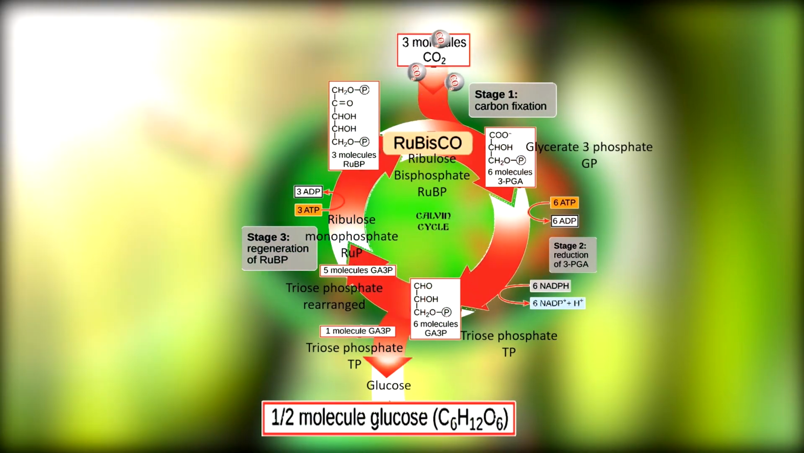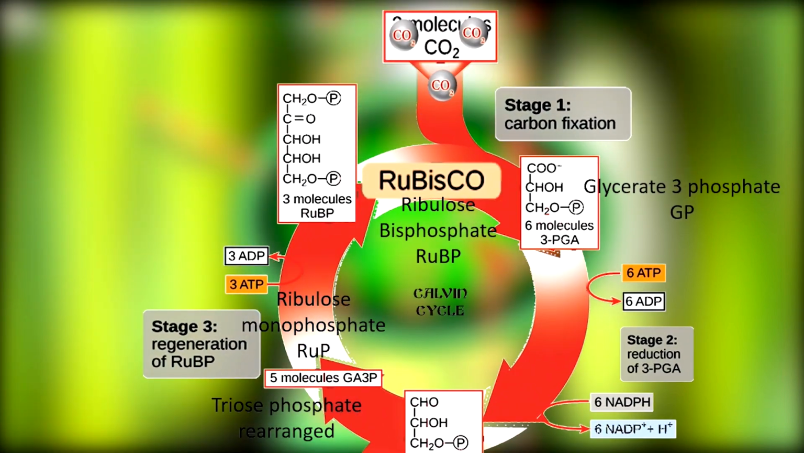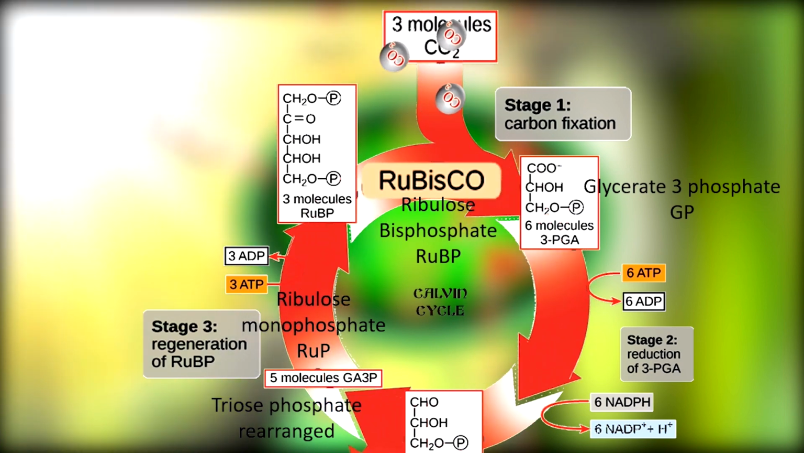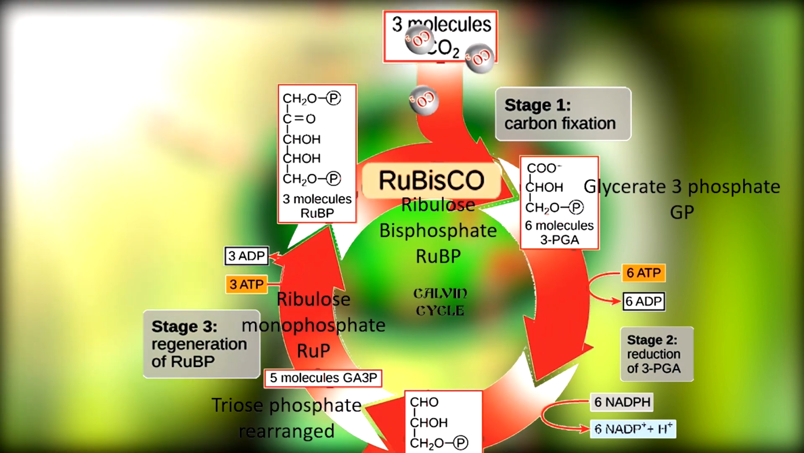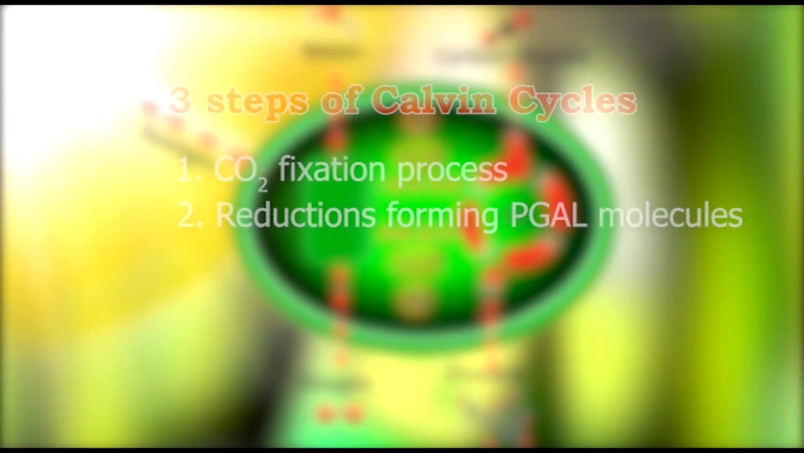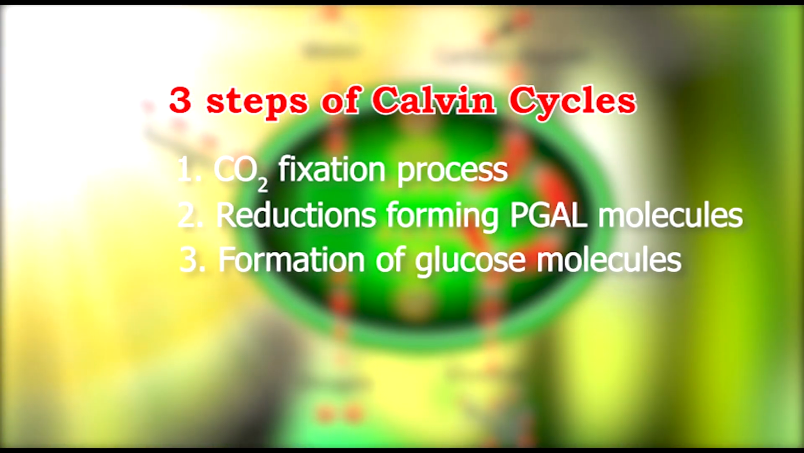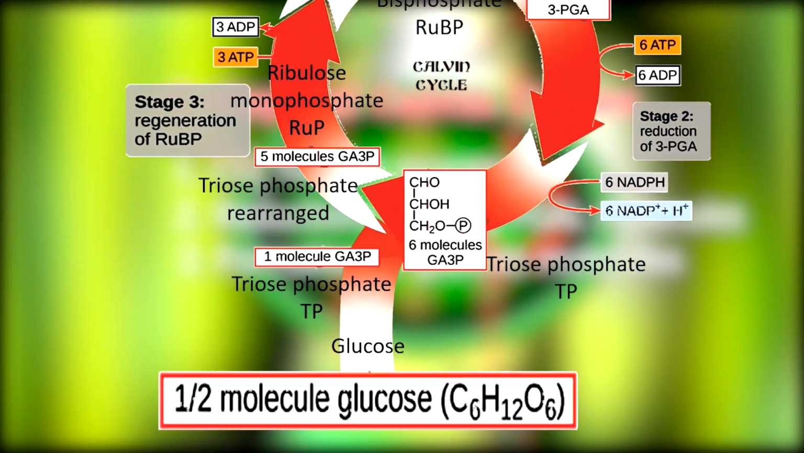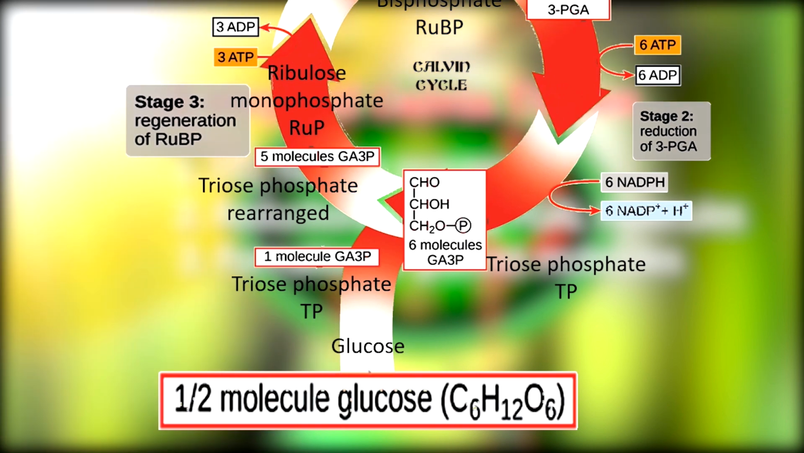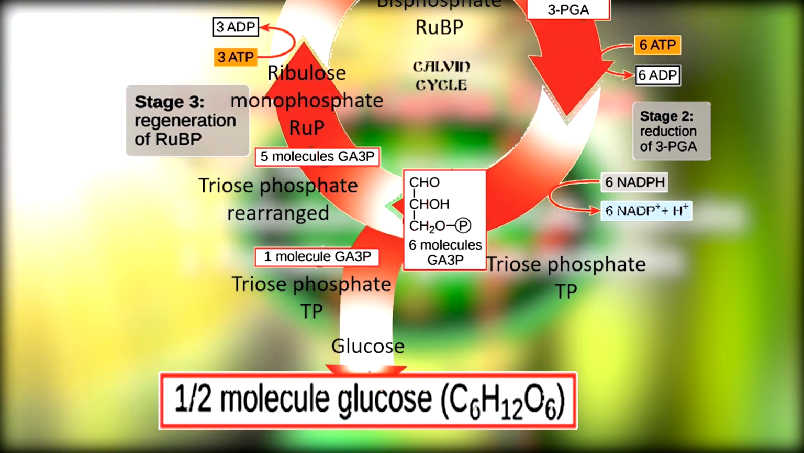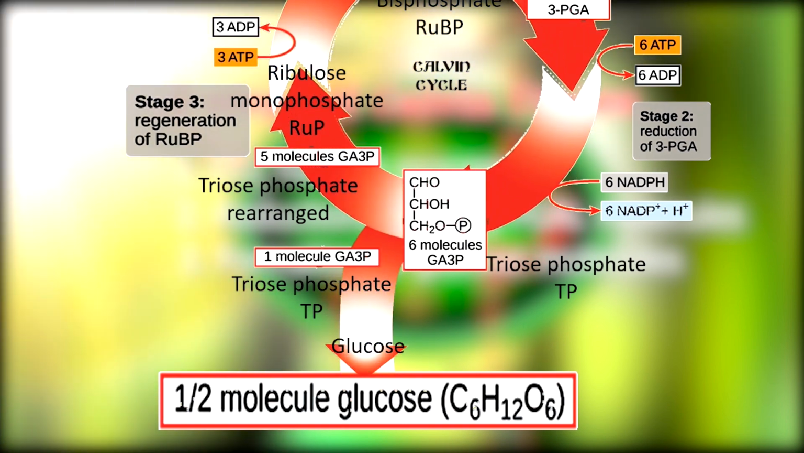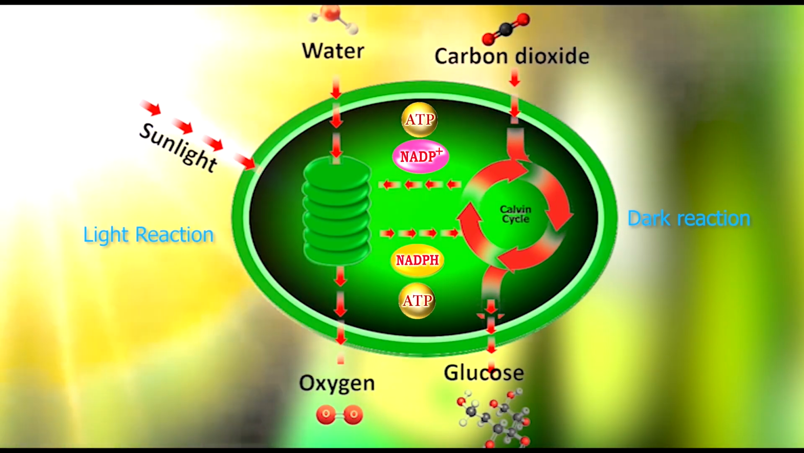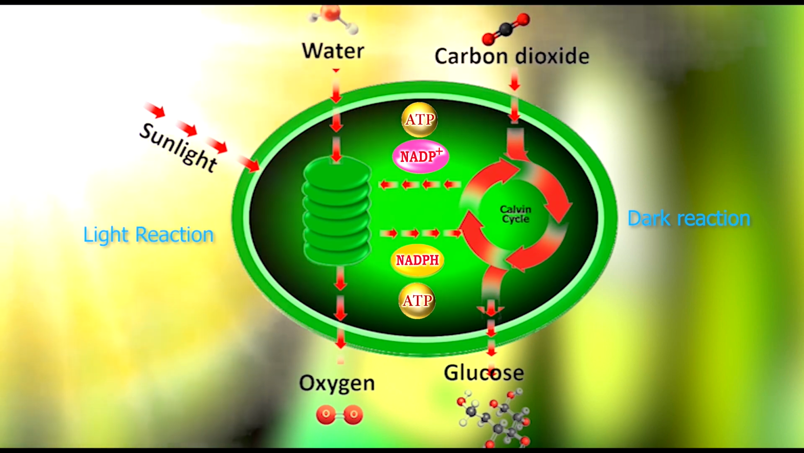The first two steps have to cycle 5 times in order to produce 3-carbon molecules, glyceraldehyde 3-phosphate. Lastly, the formation of glucose molecules from the glyceraldehyde molecule. The cycle has to run 6 times in order to produce glucose, which then serves as the food for the plants. The excess glucose is then stored as fruits, root crops, or starch.